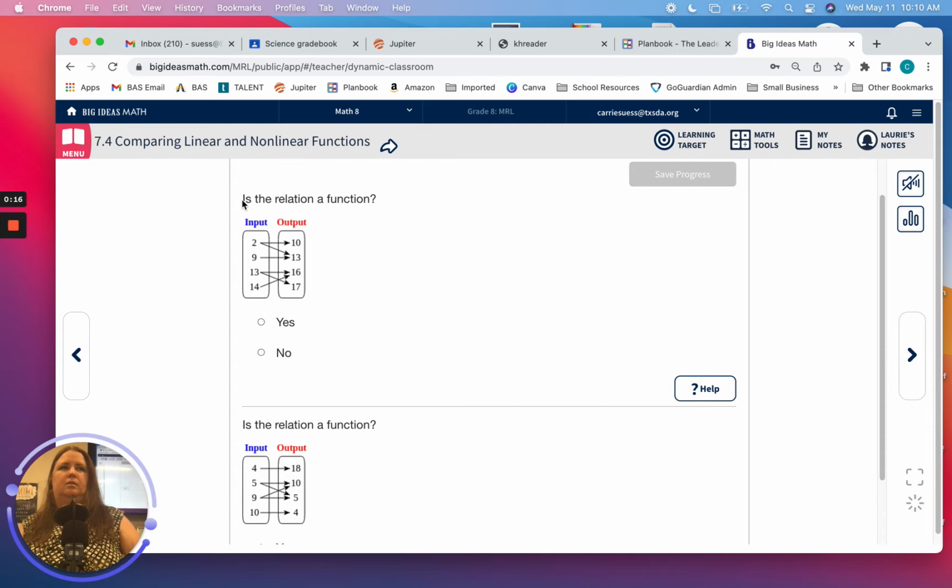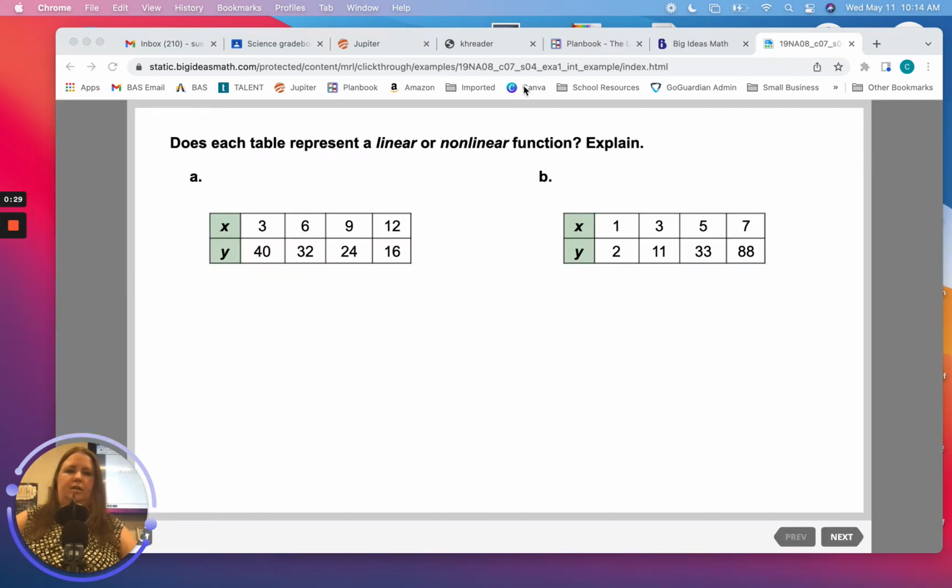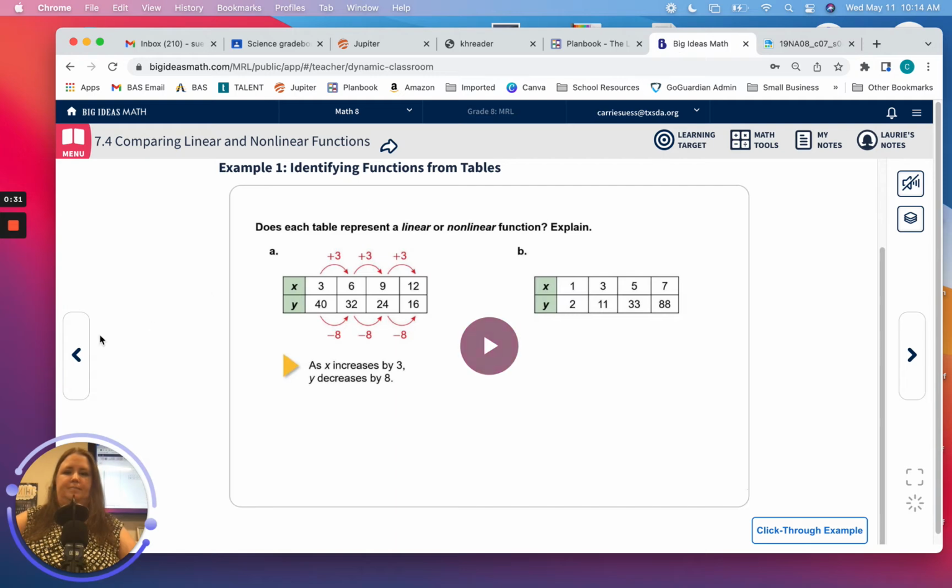If each input has one output. One output can have the same input, but each input cannot have 2 different outputs. Yeah, that's what I said. That's the rule you really need to remember. So then you just tell me yes or no. Let me check on... okay.